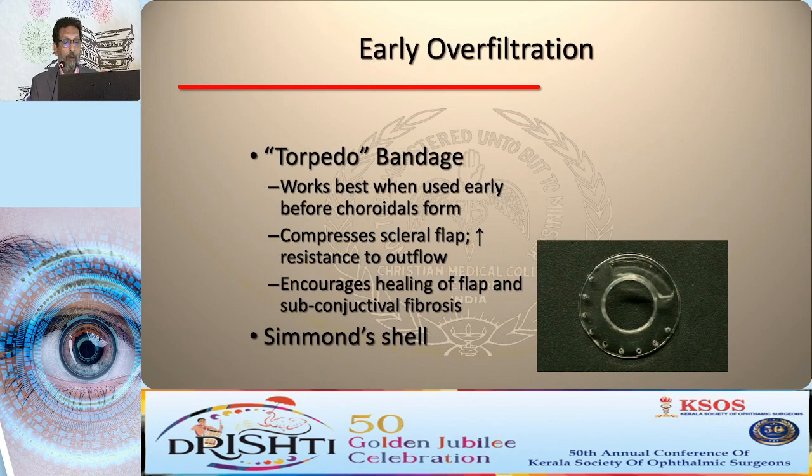Another option here, when you have no edge leak, but you have an overfiltration, is to use Simmons shell. And this is what the Simmons shell looks like. It's sutured with that platform over the bleb, so you're putting pressure on the bleb, and you're actually pressing on the scleral flap and trying to get it to heal a little bit. The Simmons shell can be sutured onto the conjunctiva, or, though we rarely use it nowadays, you can just place it within the eye and then put a pad and bandage over that. The torpedo bandage I've mentioned before, so you take a pledget of cotton wool and roll it very tight.